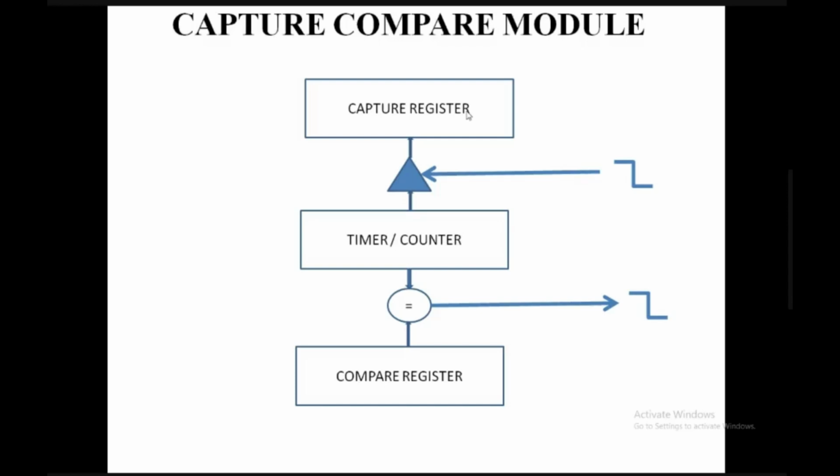So capture registers are used for us to measure the duty cycle and the frequency of the pulses, and the compare registers are used to produce the pulse width modulation. Now you have a much clearer picture from this diagram, which is so interesting, and you can appreciate this.